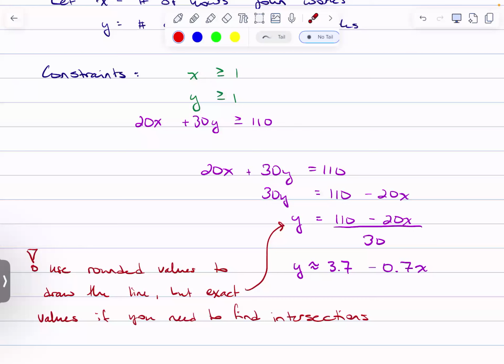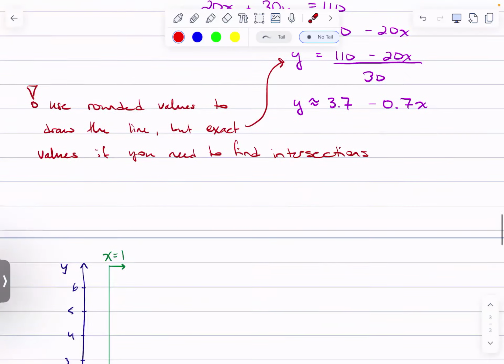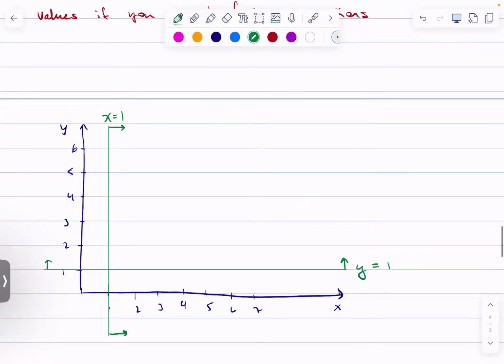Y equals 3.7 minus 0.7x. Let me just jot that down so I can refer to it on the same page. So when x is 0, y is 3.7. And I've got a pretty sloppy scale here anyways, so I'm going to put my first point on the y-axis at 3.7.